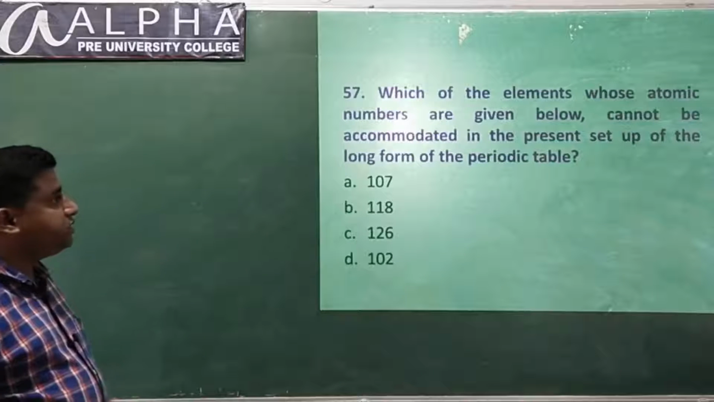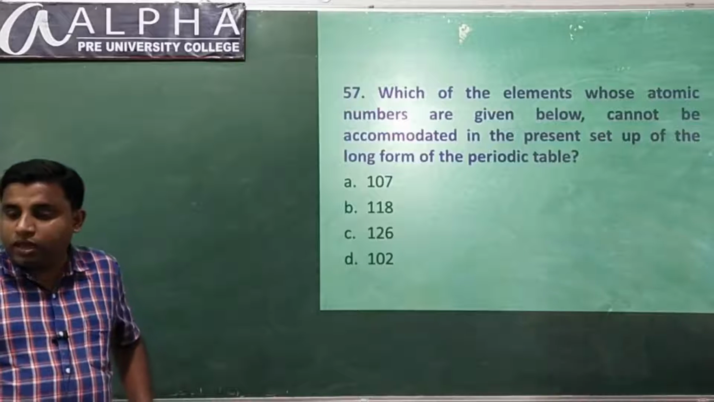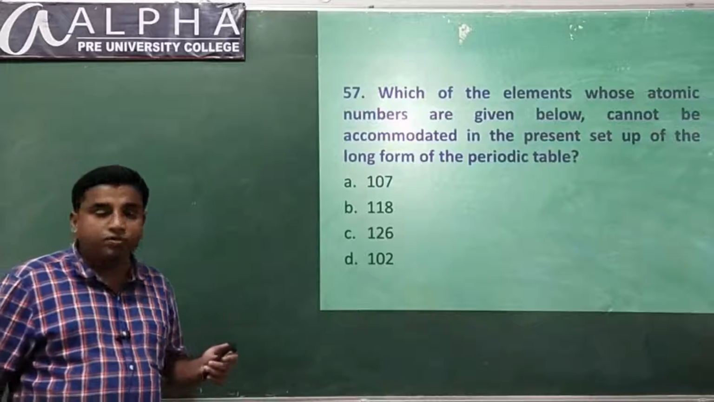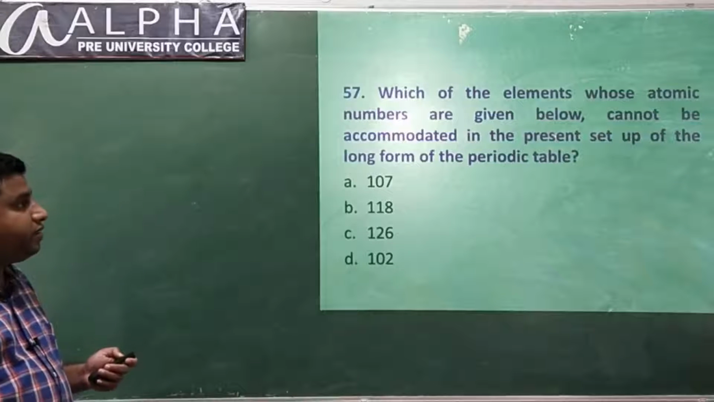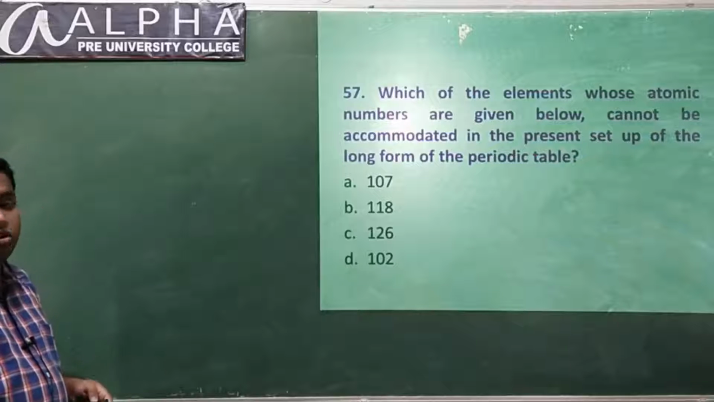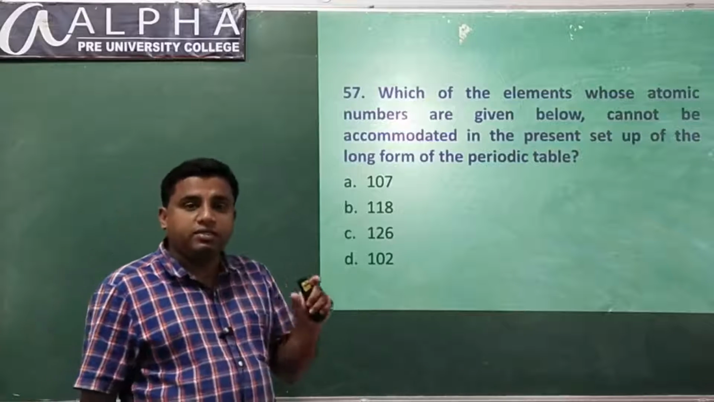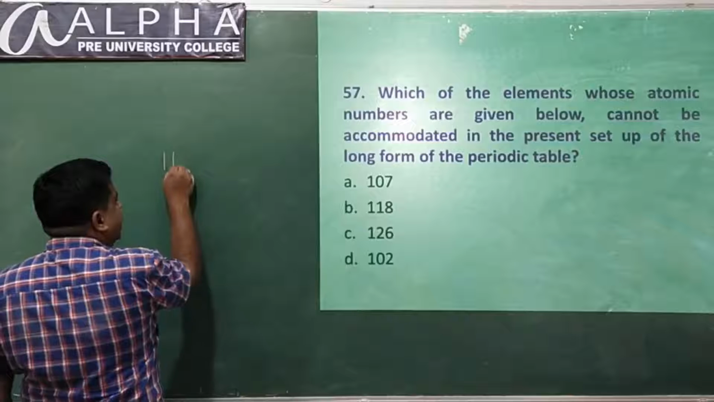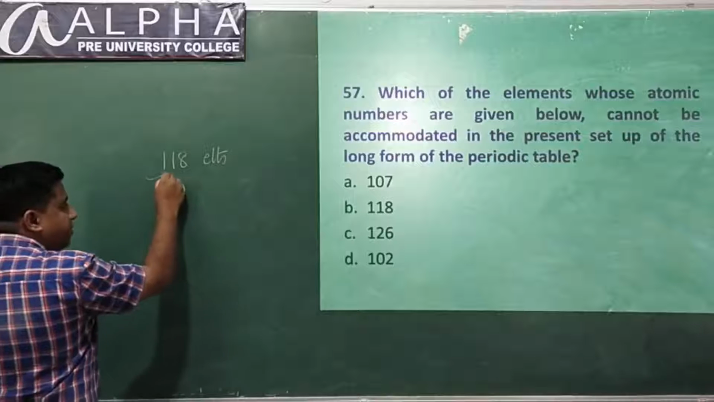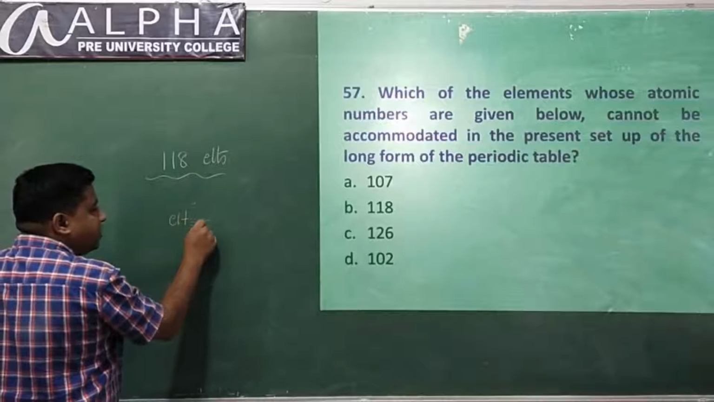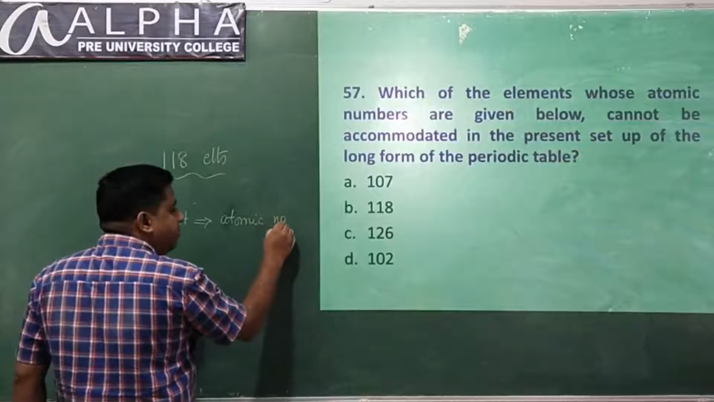The next question is like this: which of the elements whose atomic numbers are given below cannot be accommodated in the present set of the long form of periodic table? Look here, the long form of periodic table is designed for 118 elements. That means we have designed the long form of periodic table for the elements up to atomic number 118.